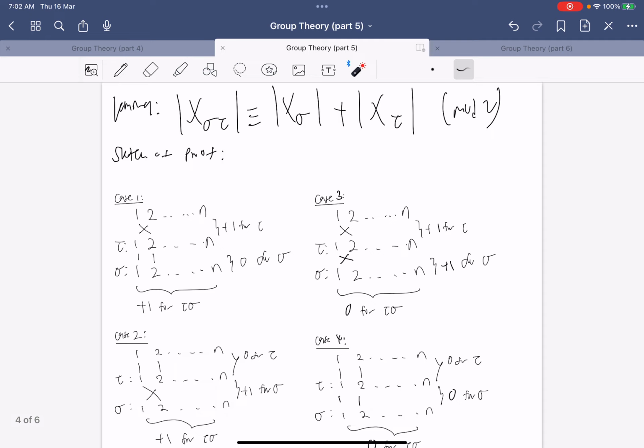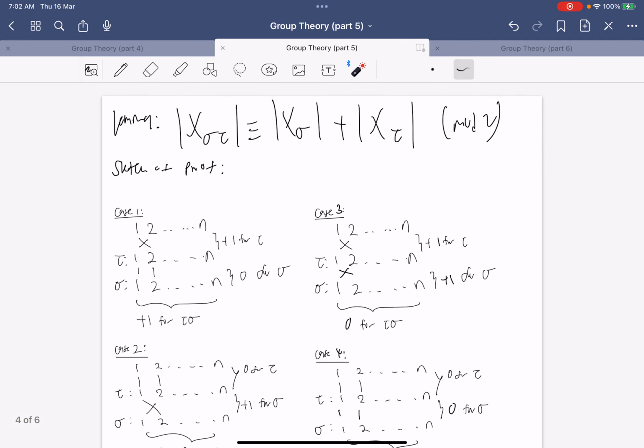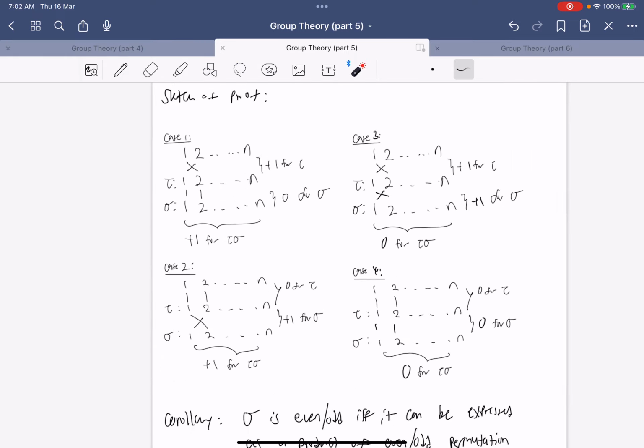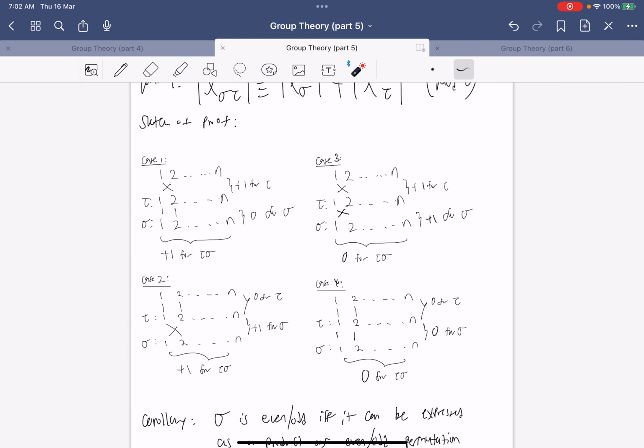And now we come to the lemma that we want, and it says that the number of elements in sigma tau is congruent to the number of elements in sigma plus the number of elements in tau mod 2. And I'll just give you a sketch of the proof, and you can write out the details for yourself. But really, once you understand this picture, you understand the proof. So you just need to split into cases.